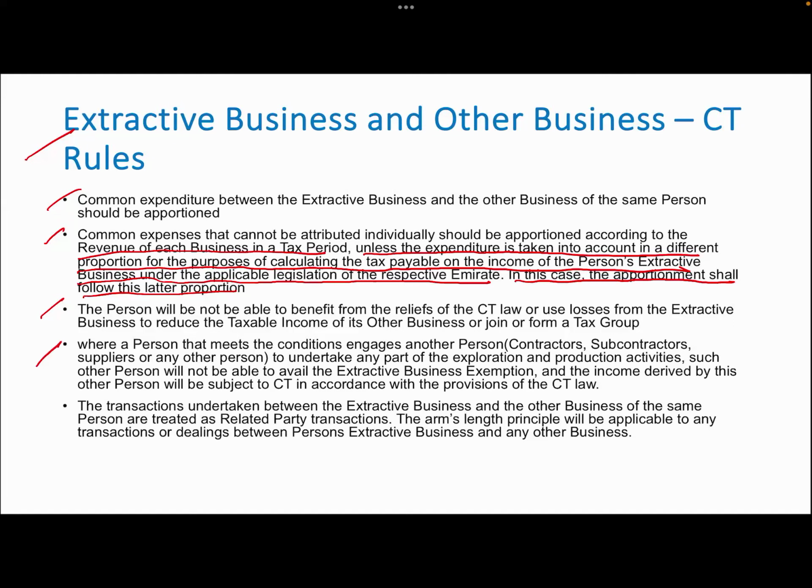Where a person that meets the conditions engages another person, like a contractor, subcontractor, supplier, or another person, to undertake any of the works of the extractive business, that business cannot avail the extractive business exemption, and the income derived by this other person will be subject to corporate tax in accordance with the provisions of the corporate tax law. Again, most important, the transactions undertaken between the extractive business and the other business are to be treated as related party transactions, and the arm's length principle will be applicable to any transaction or dealing between the person's extractive business and any other business.